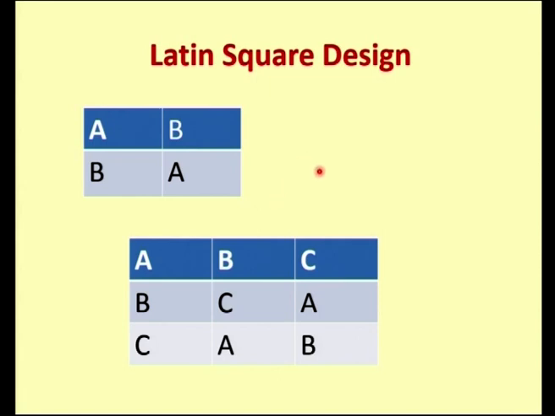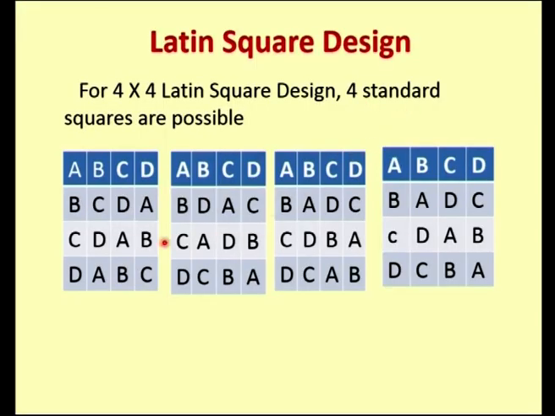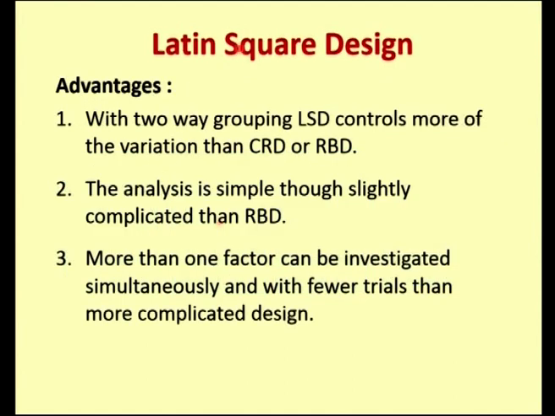standard Latin square design. And suppose for 4 cross 4 Latin square design, 4 standard squares are possible. So, this is the possible arrangement of the treatments. So, we could see in all these standard squares, the first row and the first column, the treatments are arranged in alphabetical order. And let us see the advantages of Latin square design.